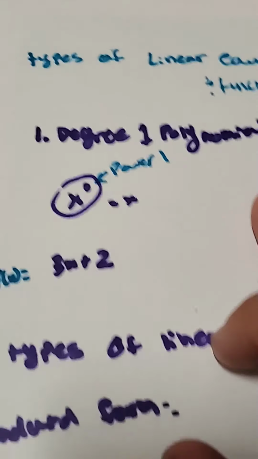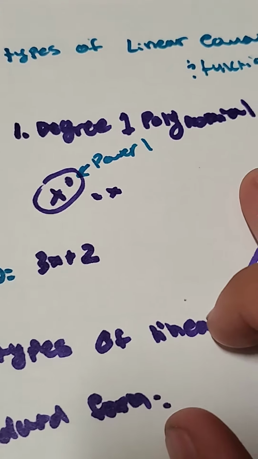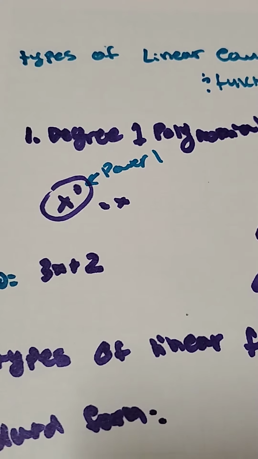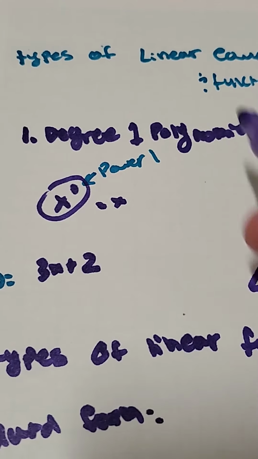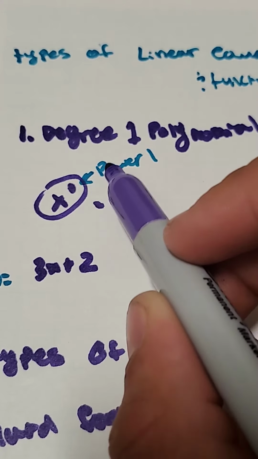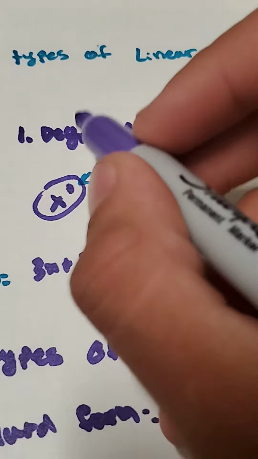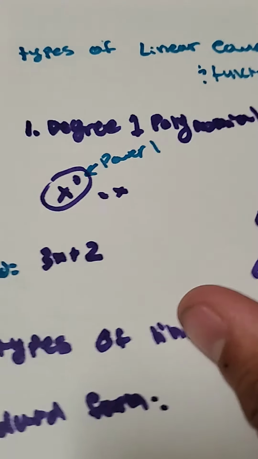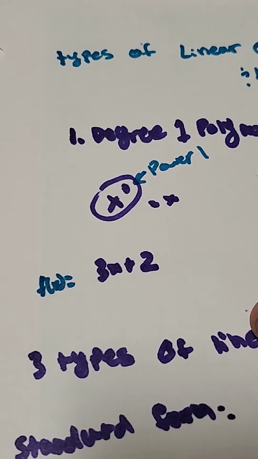So in a previous video, we defined a linear function and a linear equation as a degree 1 polynomial, meaning its leading term is raised to the power of 1. And x to the 1 is equal to x. So a good example of this is f of x is equal to 3x plus 2.